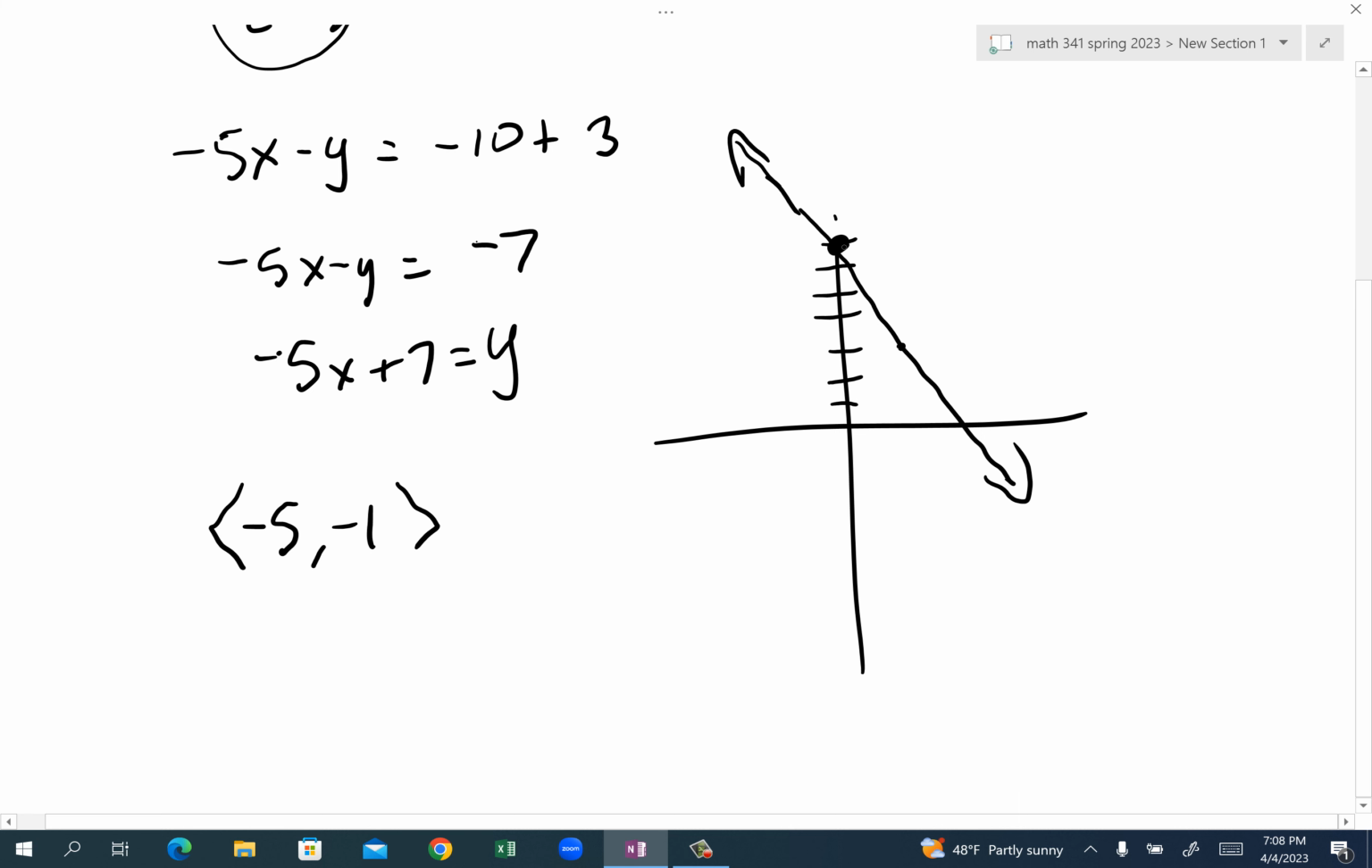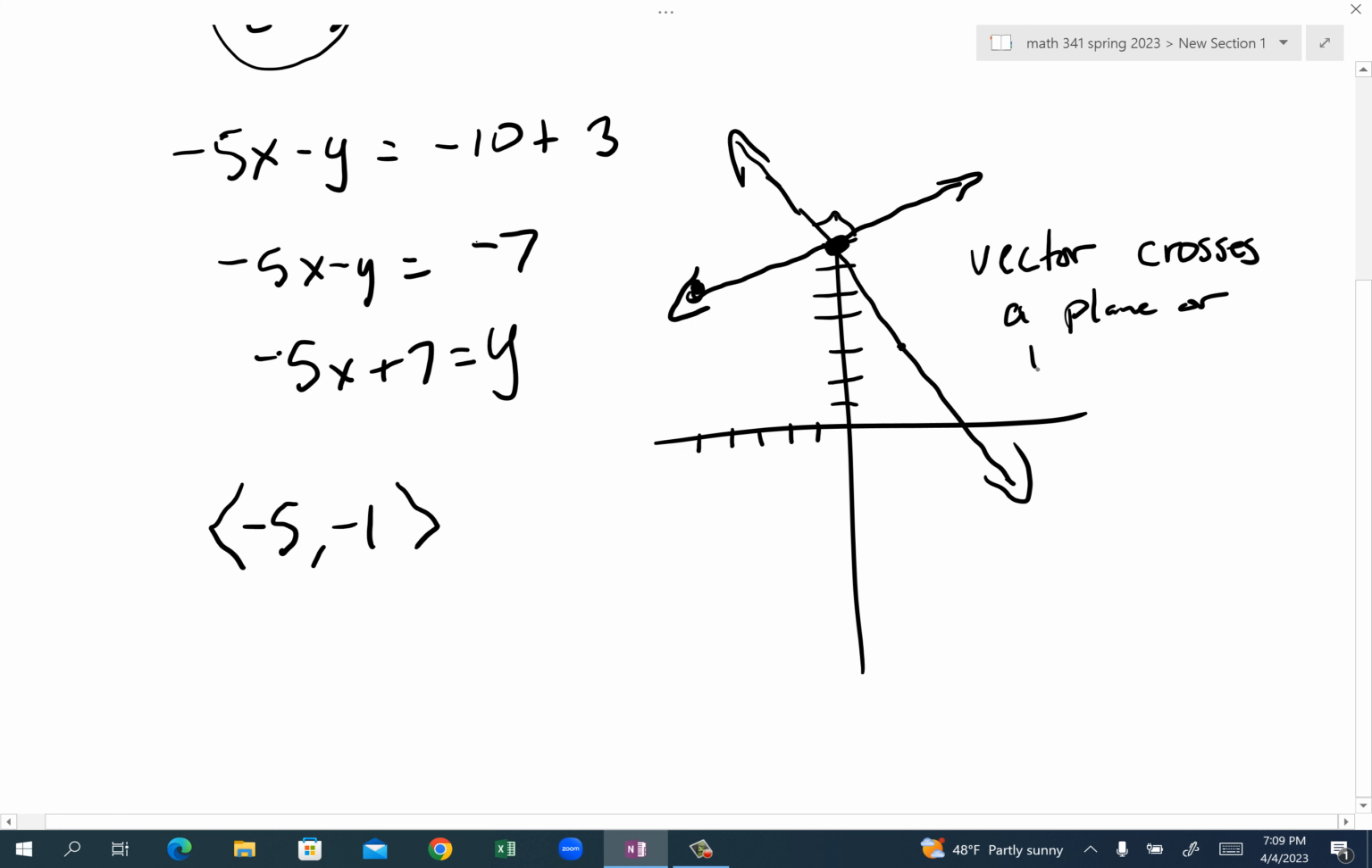But let's say I go from right here. 1, 2, 3, 4, 5. I go back 5, down 1, and I draw that line. What does that look like? Holy crap, it looks like it's orthogonal, and in fact, it is. There's another name for that. When we say a vector crosses a plane or line perpendicularly, we say that's a normal vector.